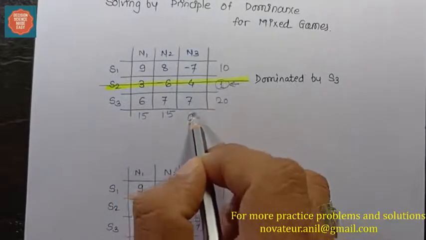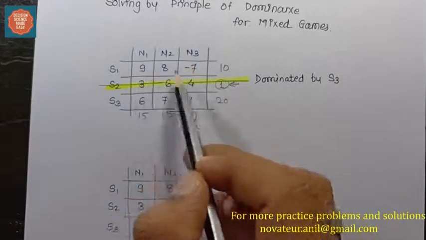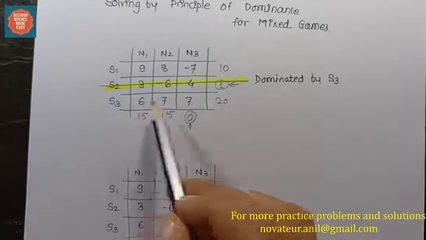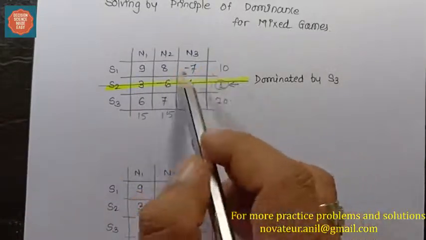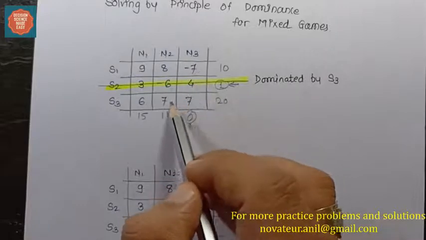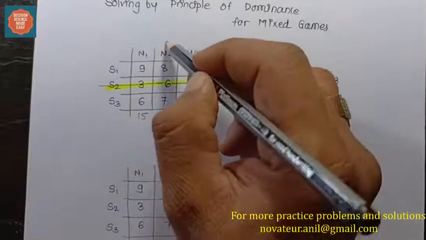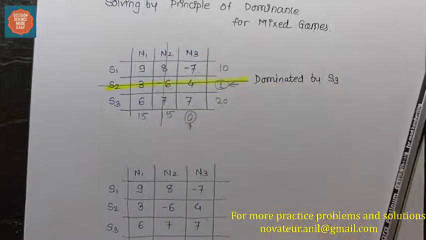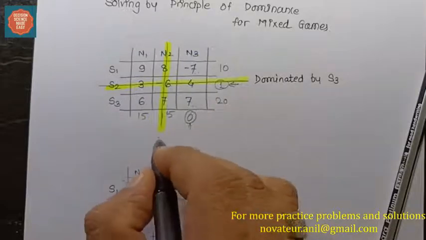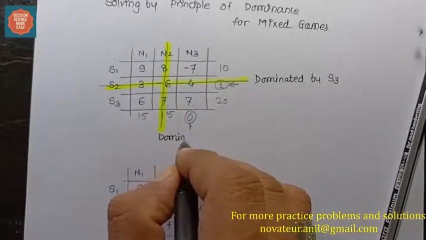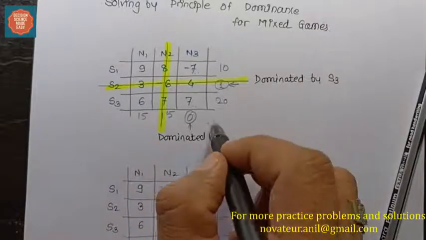So this is 0. I'm going to compare these first. Let's see. 9 is greater than minus 7. True. 6 is greater than 7? Not possible. Let's compare these two. 8 is greater than minus 7. 7 is greater than or equal to 7. So yes, this is true. So I can eliminate this. So this is eliminated, and we can write down that it is dominated by N3.